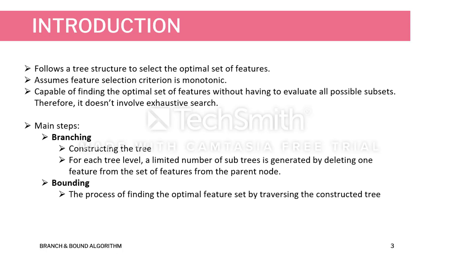There are two main steps in the branch and bound algorithm: branching and bounding. Branching involves constructing the tree. When constructing the tree, for each tree level, a limited number of subtrees has to be generated by deleting one feature from the set of features in the parent node. And bounding is the process of finding the optimal feature set by traversing the constructed tree.